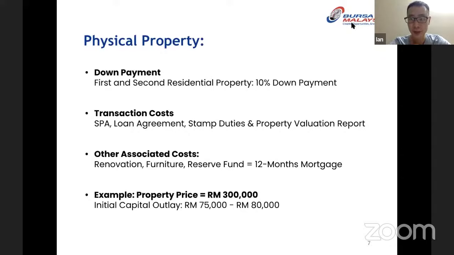And of course, apart from the 10% down payment, there are a bunch of transaction costs. In total, there are 5 transaction costs that we need to prepare in order to purchase a single property, okay? This will include the legal fees to prepare the sales and purchasing agreement, the legal fees to prepare the loan agreement, and then we need to pay for the stamp duties for both the SPA, which is the sales and purchasing agreement, as well as the loan facility agreement. So that is 1, 2, 3, 4.